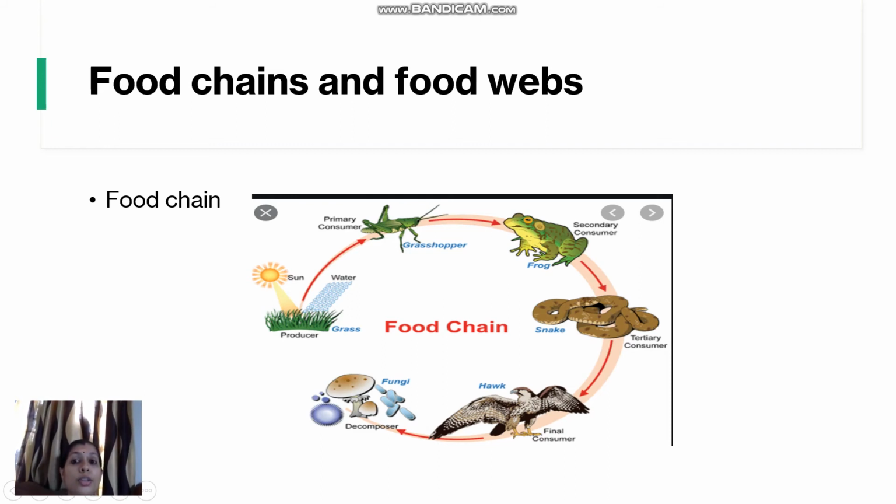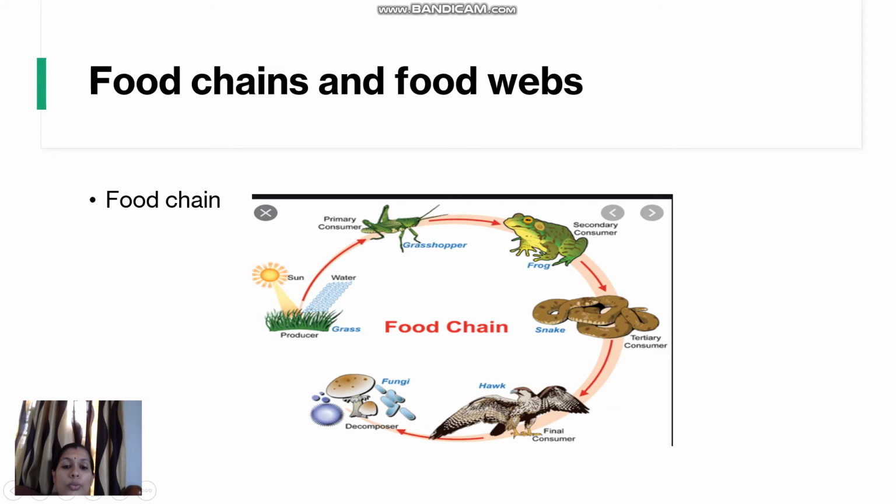So the secondary consumer will be taken up by the tertiary consumer. A linear sequence of organisms in which each member eats the lower member and is eaten by the higher member. That is the interaction of organisms in terms of food. It is known as what? Food chain. Here: producer, primary consumer, secondary consumer, tertiary consumer, and finally the top consumer.